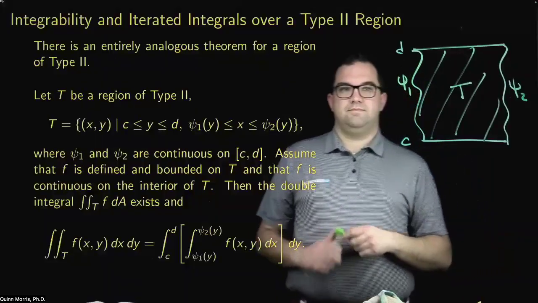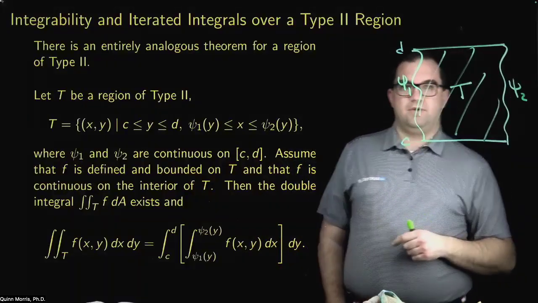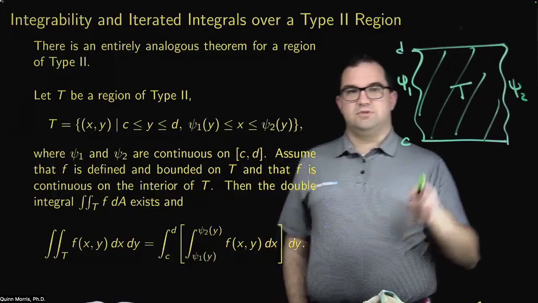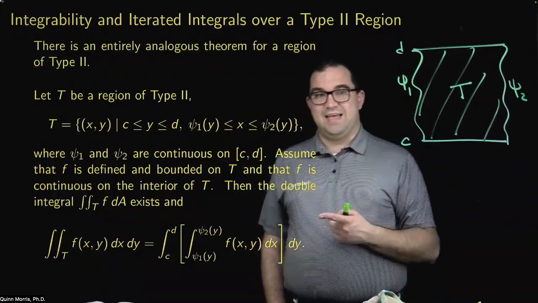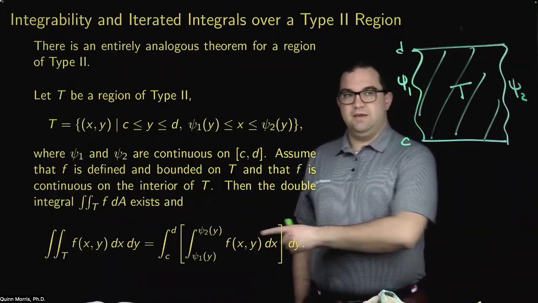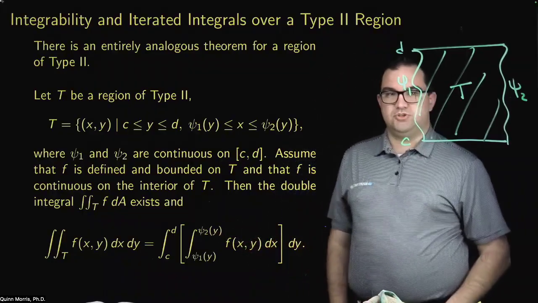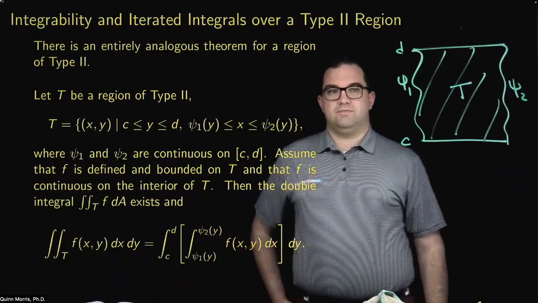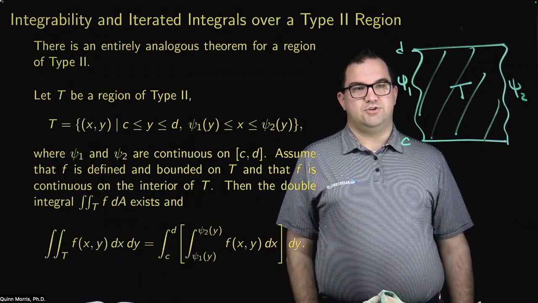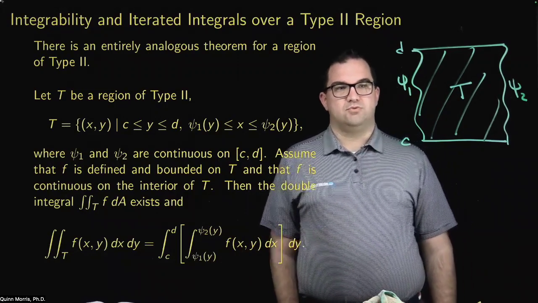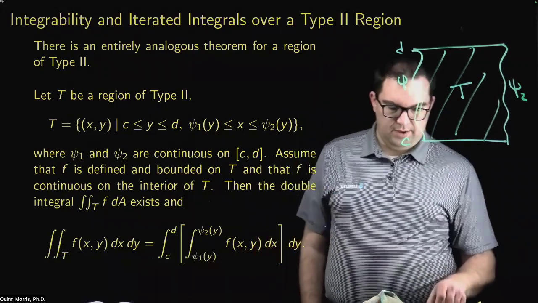If I assume that f is defined and bounded on T, and that f is continuous on the interior of T, then the double integral of f over T exists, and it can be found by this iterated one-dimensional integration, which is the integral from c to d of the integral from psi1 of y to psi2 of y of f of x, y dx dy.